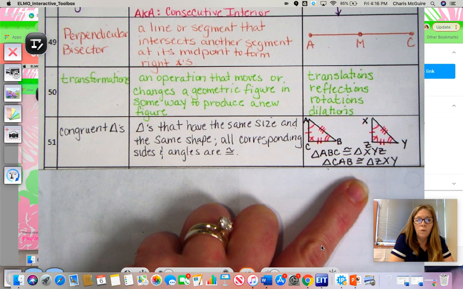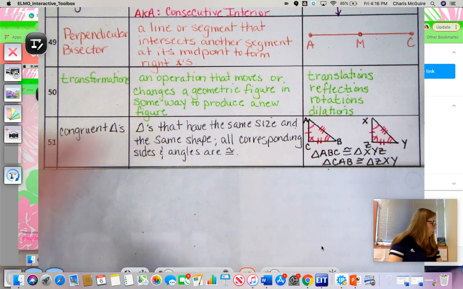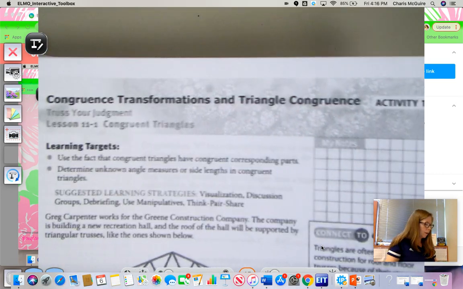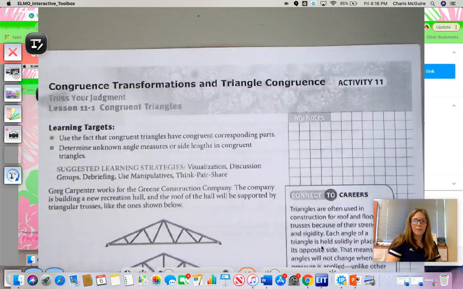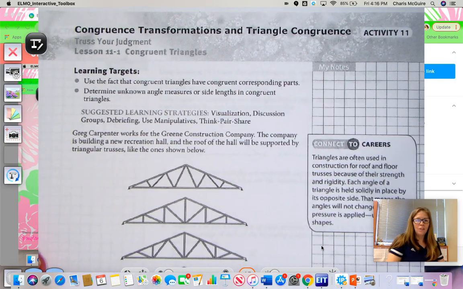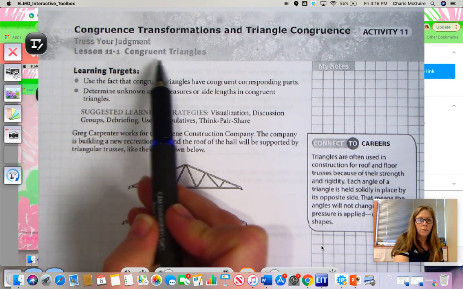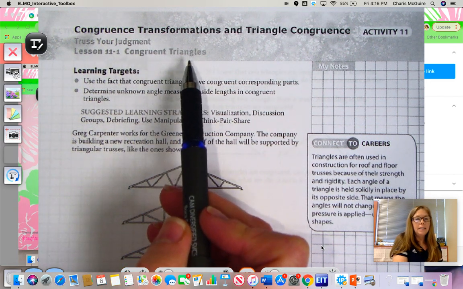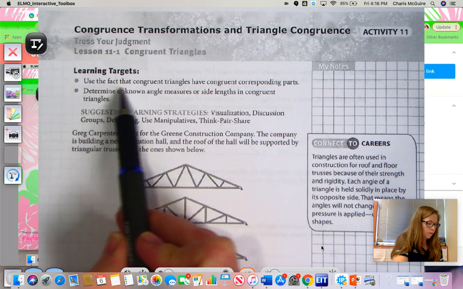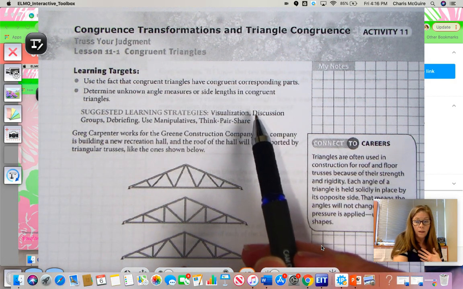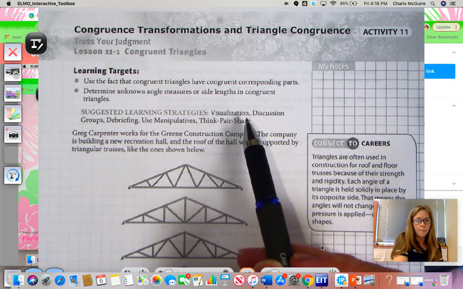We're going to move over into the book. We're going on to page 143. I've got a printout here. That's why mine is in black and white. Alrighty, so you're going to notice we're going into lesson 11-1, congruent triangles. And today we are going to use the fact that congruent triangles have congruent corresponding parts. Now we already defined it, so we're not going to spend a lot of time looking at the definition because you know what it is.